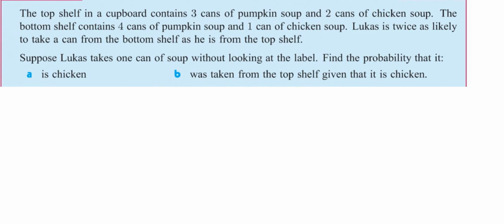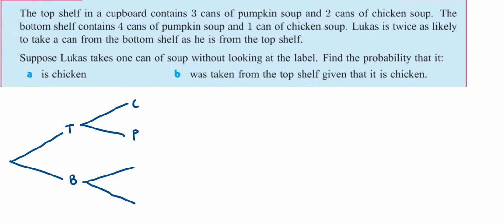So I got a bunch of different options, and I think for me the easiest way to define my outcomes is going to be with a tree diagram. So I'm going to start with T for top shelf, B for bottom shelf, because that's where he's going to choose from. If he takes from the top shelf, the choices are chicken or pumpkin, and if he takes from the bottom shelf, the choices again are chicken or pumpkin. Now I'm going to put the probabilities on those tree limbs, branches, so that I can figure out combined probabilities.